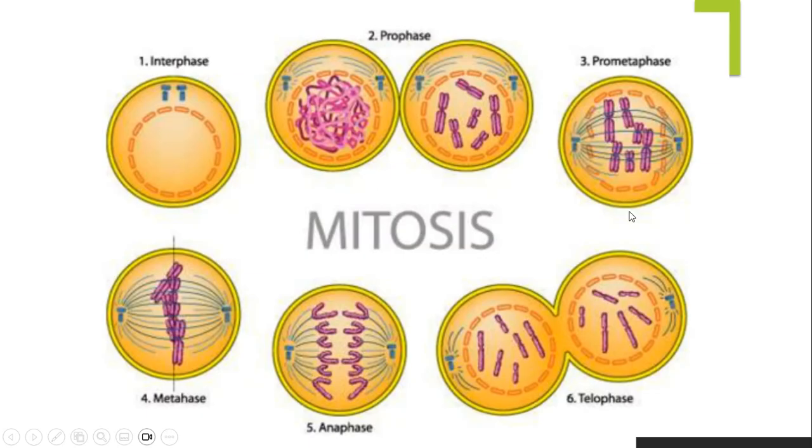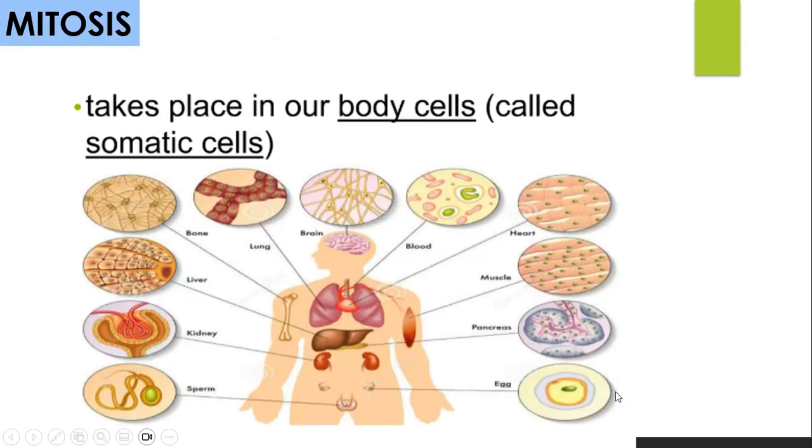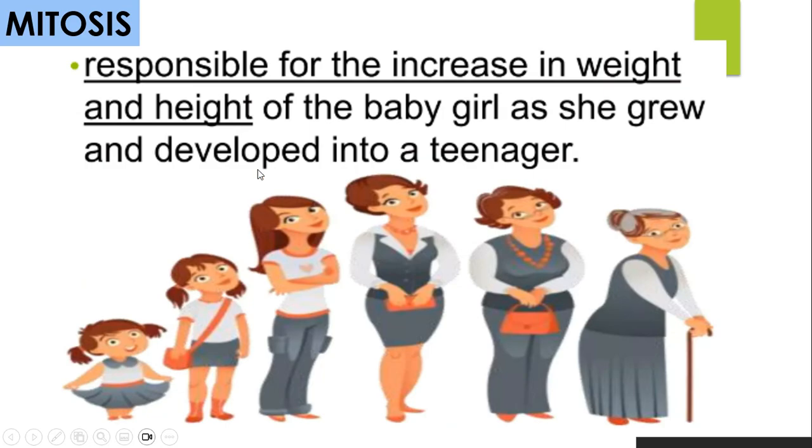So prophase, prometaphase, as you can see, this is metaphase, meta, plate. They're all arranged in a plate. Anaphase right here, and this is telophase, two daughter cells, okay? Mitosis takes place in our body cells called soma, so it can be in brain, blood, heart, muscle, pancreas, eggs, sperm, kidneys, liver, bones, etc.